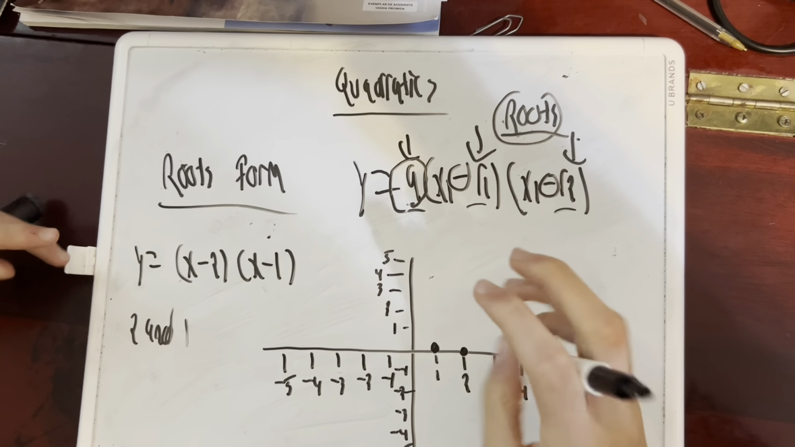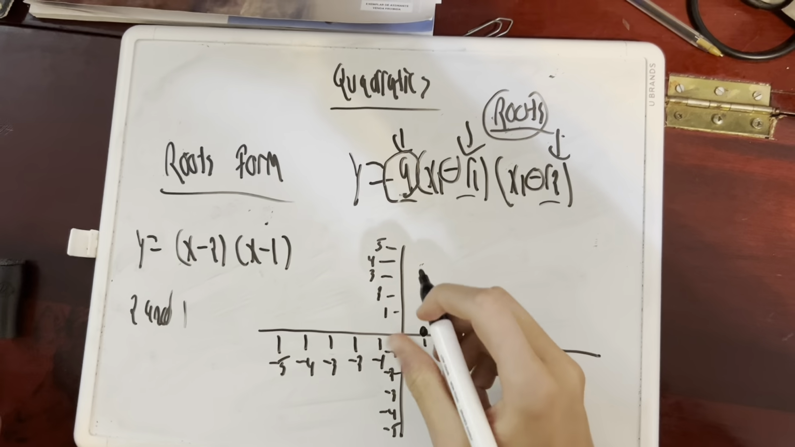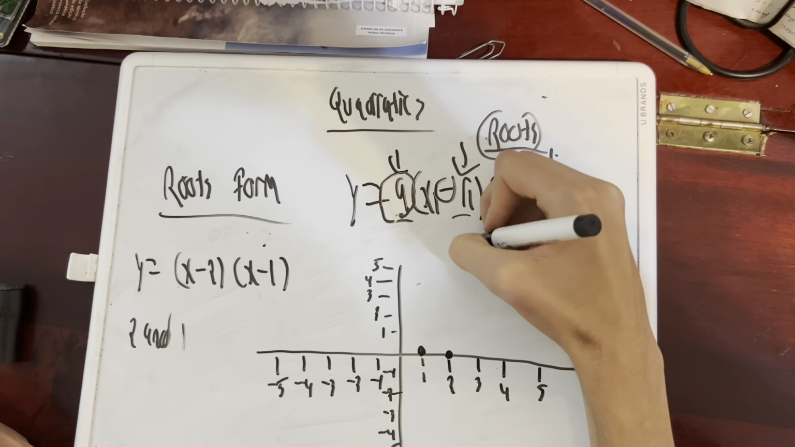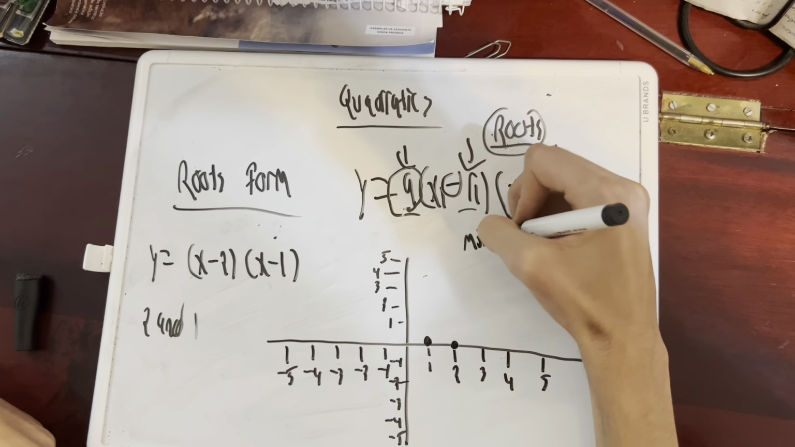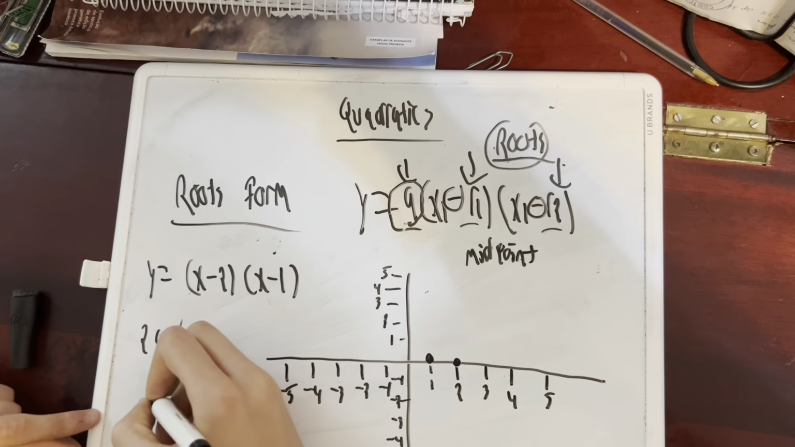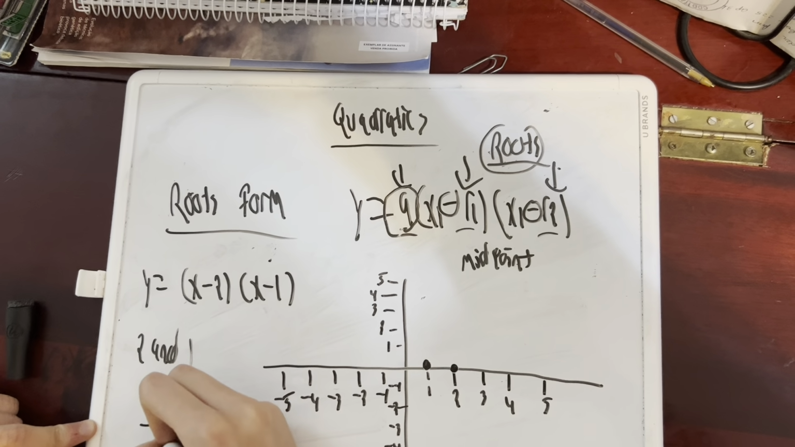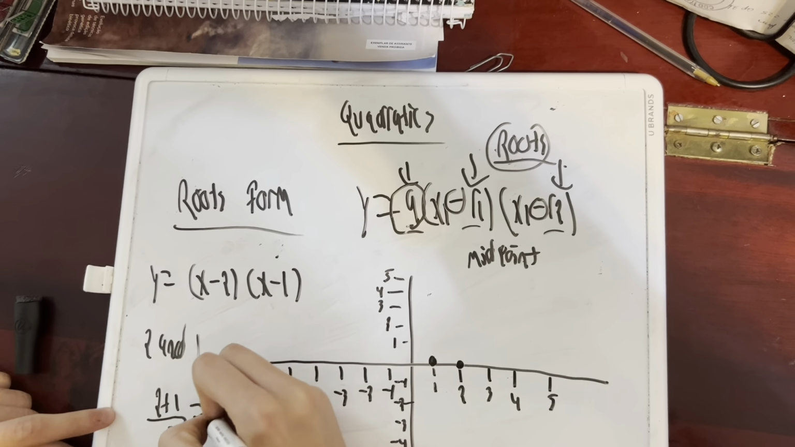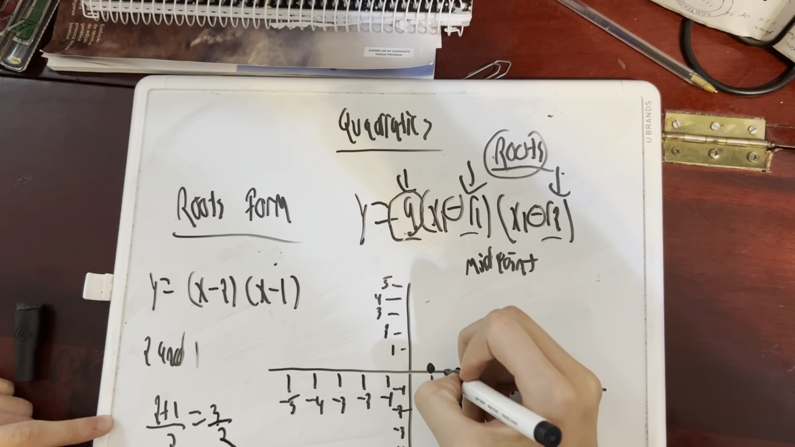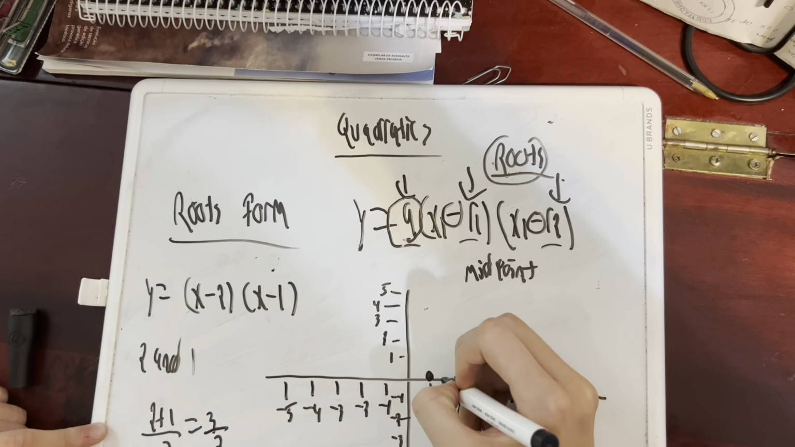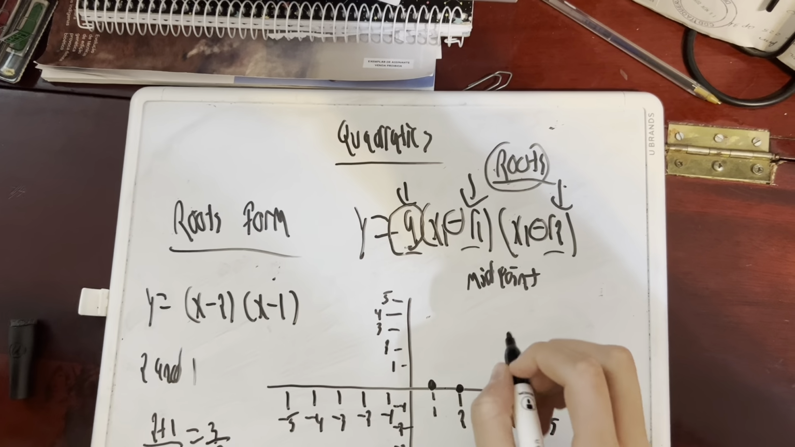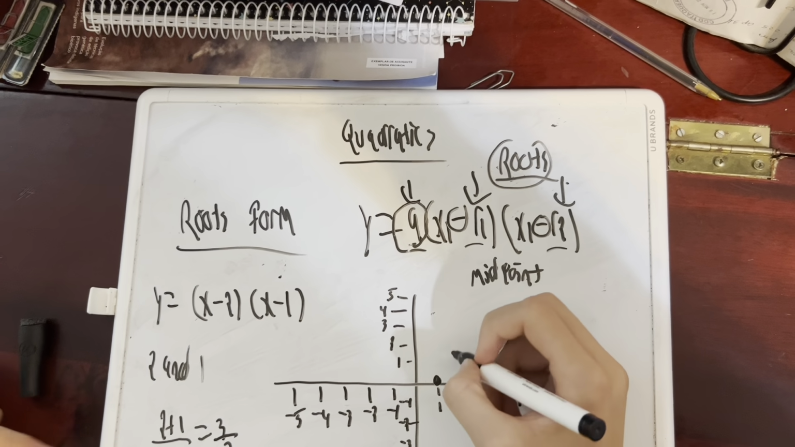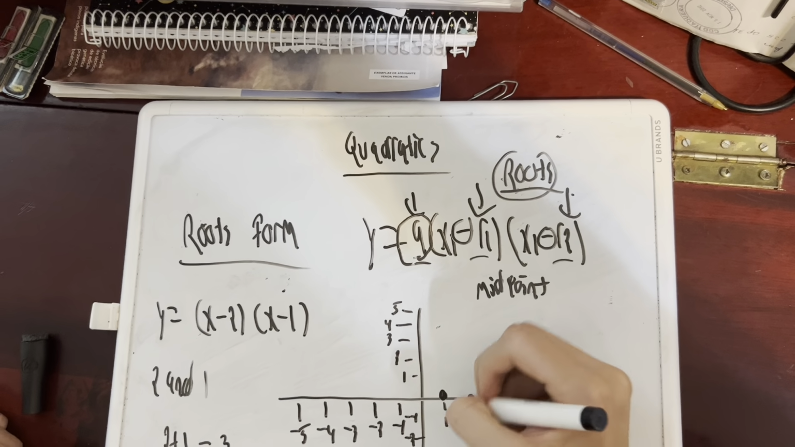So what we do is, we know that our vertex is going to be the midpoint between them. And how do you find a midpoint? You do 2 plus 1 divided by 2, which equals 3/2. So your vertex is going to be around here. Your x value of your vertex, or your line of symmetry, is going to be around here.